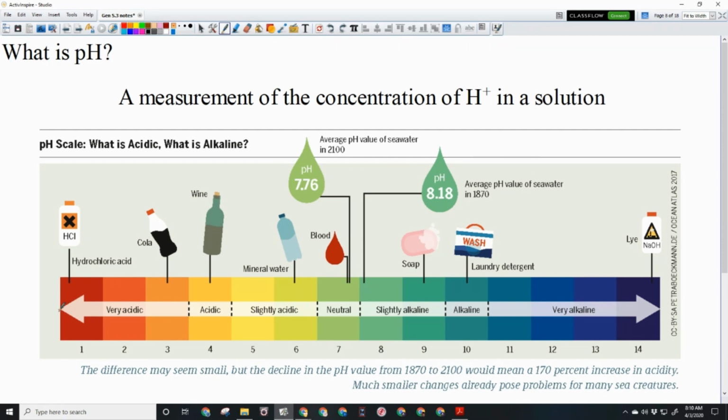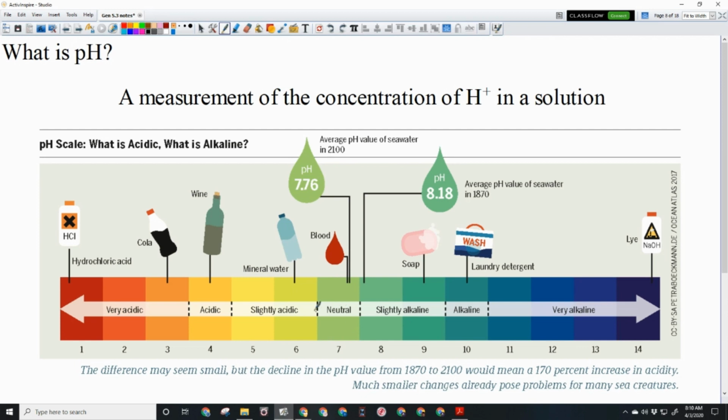And here is a common chart for different pH values. The pH scale runs from 0 to 14. You'll see shampoos say they are pH balanced or pH neutral. And neutral on the pH scale is, what's the number between 0 and 14? 7. So 7 is going to be completely neutral on the pH scale.